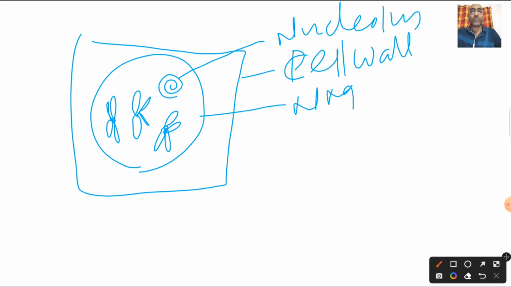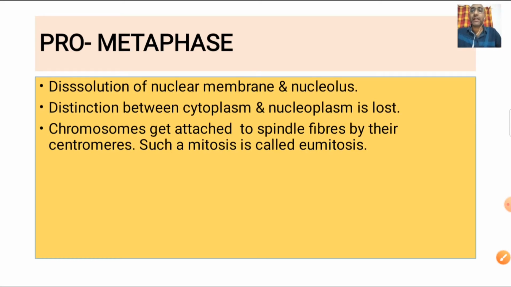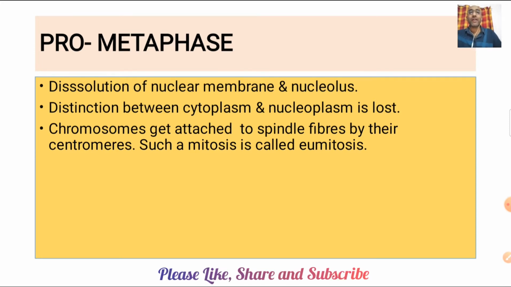Once prophase is completed, it progresses into pro-metaphase. In some cases we call it late prophase and early metaphase. What happens during pro-metaphase? Dissolution of the nuclear membrane takes place. The nuclear membrane starts to disintegrate, and the nucleolus also disintegrates.